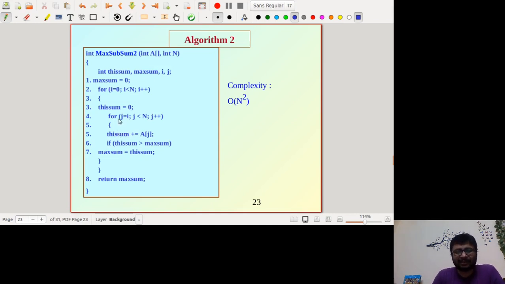Now you go back again. It's not properly indented, I'm sorry. So this is the body of this inner for loop.